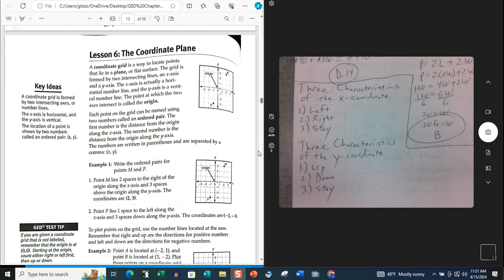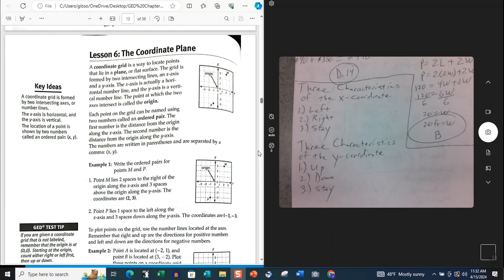The first number is the distance from the origin along the x-axis. The second number is the distance from the origin along the y-axis. The numbers are written in parentheses and are separated by a comma: (x, y). So remember, x always comes first, y always comes second.